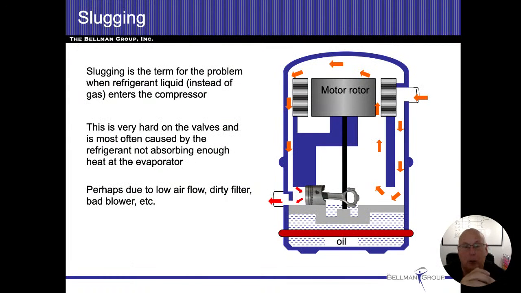Slugging, I'd like you to know that term. I brought this up before, where we have to only send a gas through a compressor. When we're dealing with the compressors for the refrigerant, if we put a liquid through there, we could damage it.